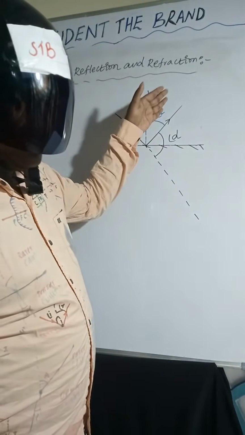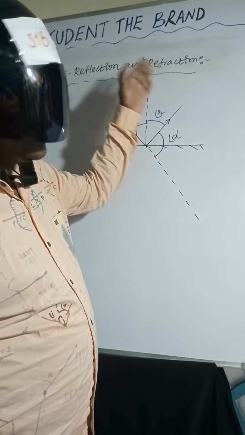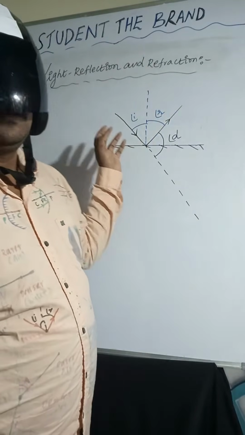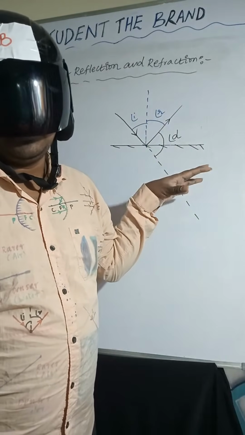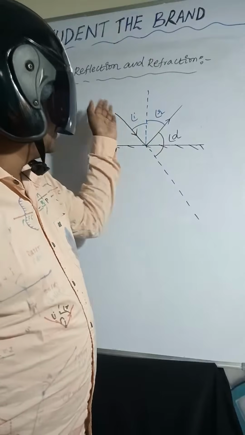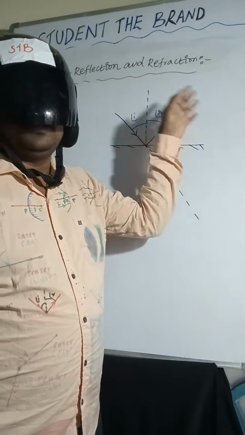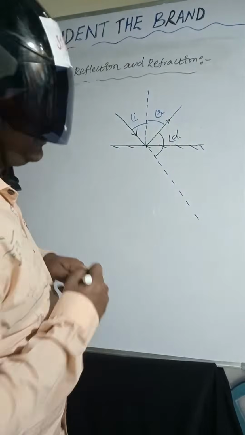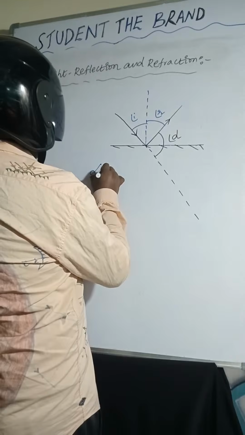Incident ray, reflected ray, normal line. So the bouncing back of the light from the reflecting surface is called reflection of light. Now, laws of reflection.